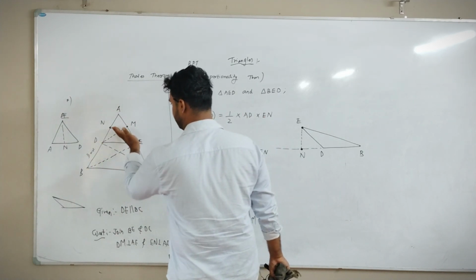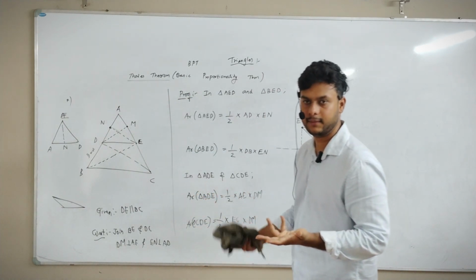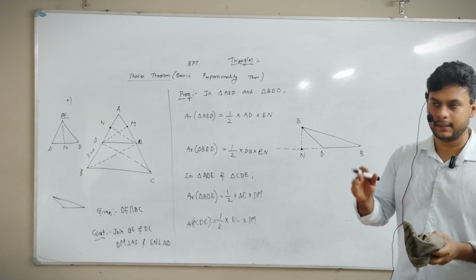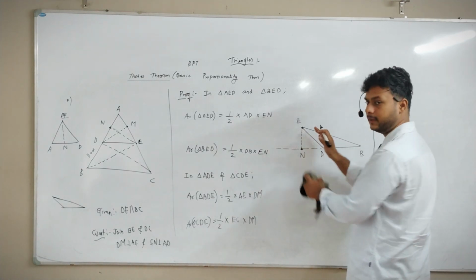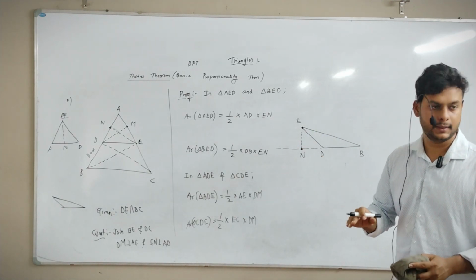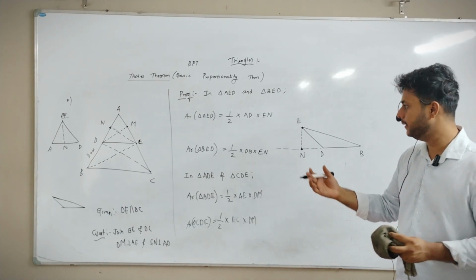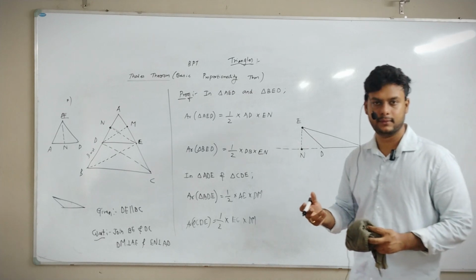People will think, why did DM come? The triangle is here. Getting or no? That's a question everybody gets. We are taking that DM because it's an external height.